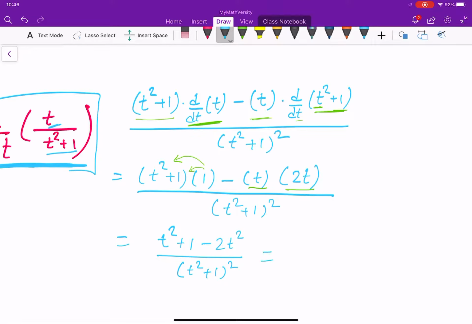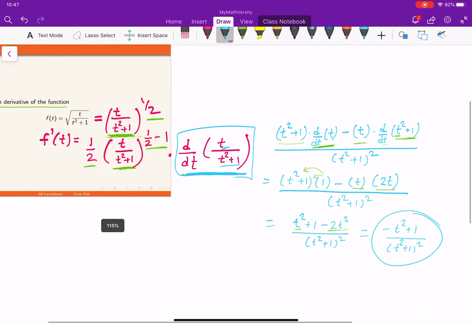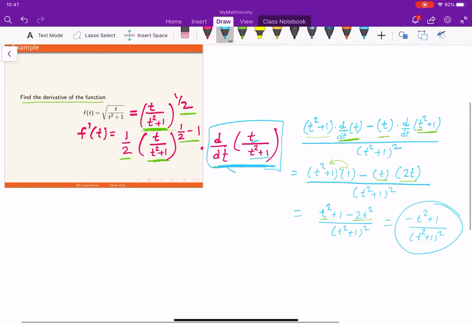So we end up with, sorry, we can combine here, right? So t square and then 2t square, when we combine, what do we get? Negative t square plus 1, right? Or 1 minus t square, whatever you want to call it, divided by the square of t square plus 1. So this is the derivative of the function that we have over here, and then we find that out.